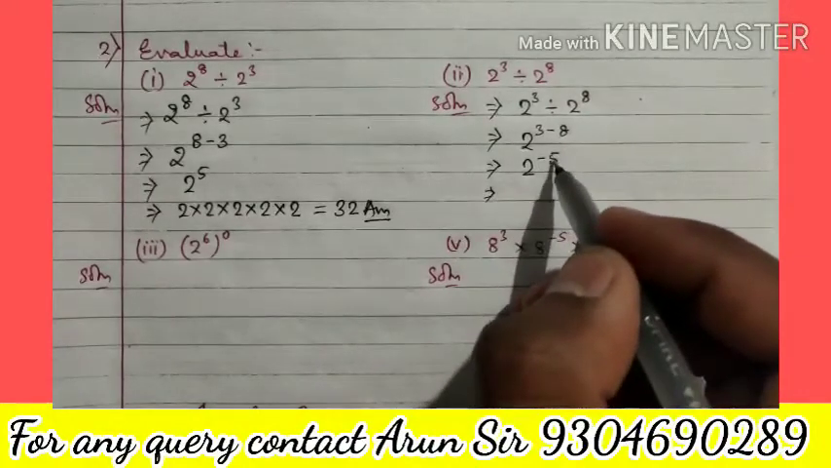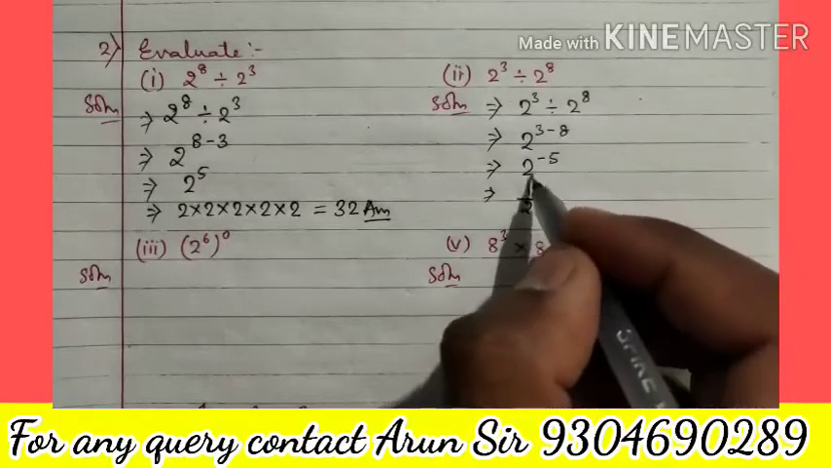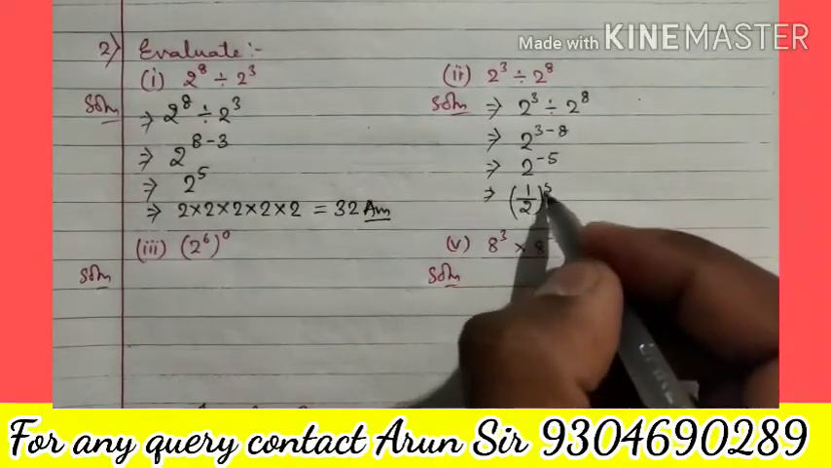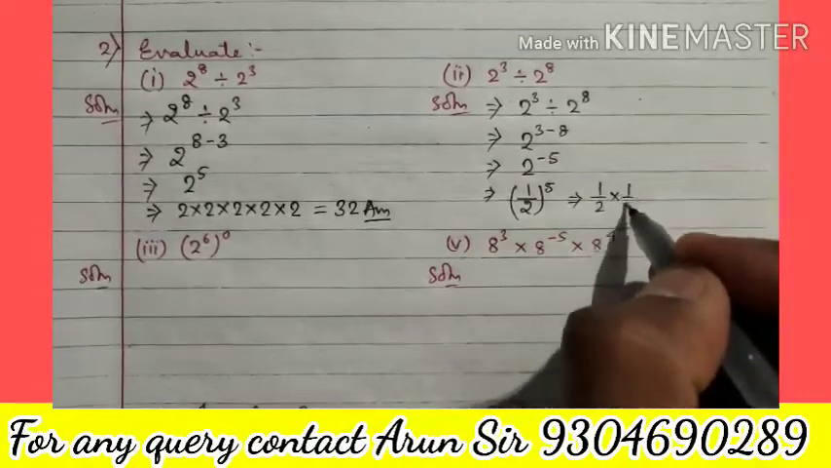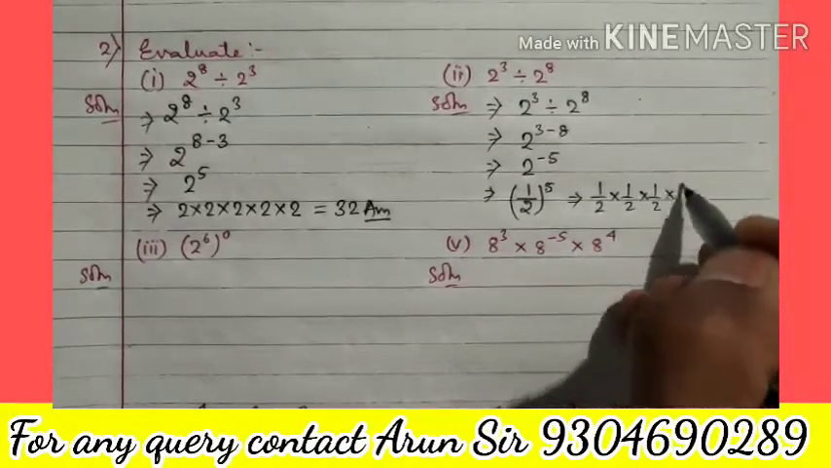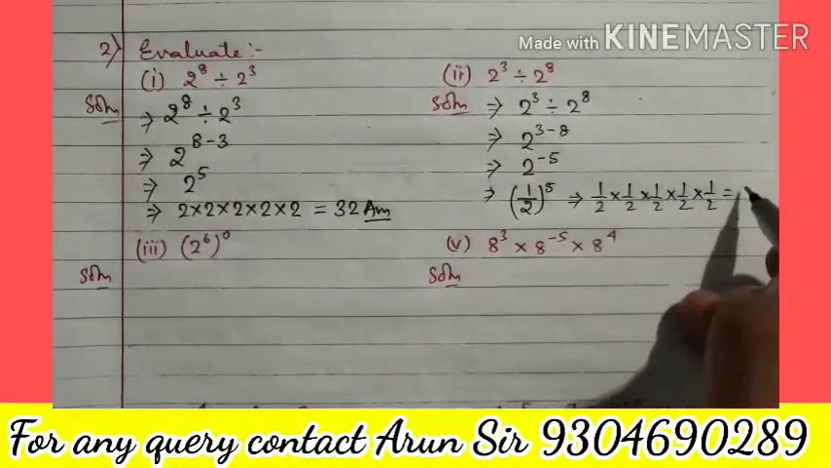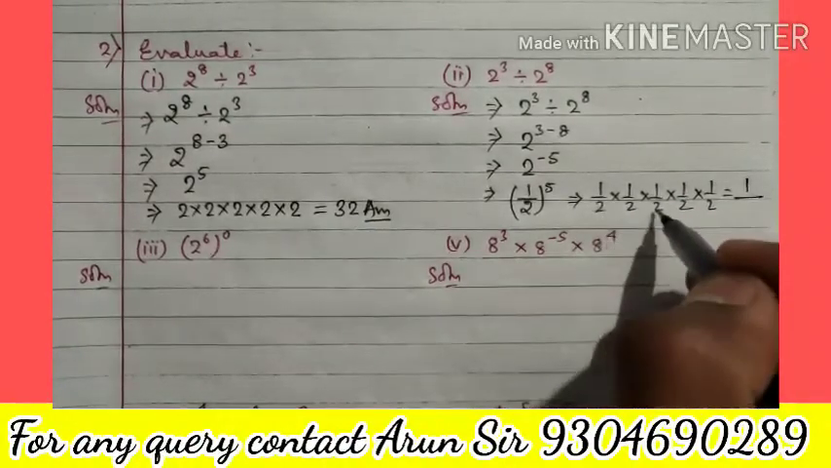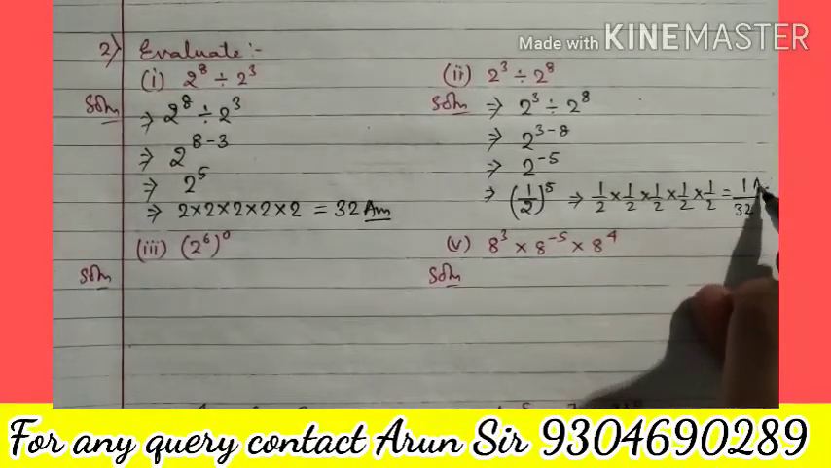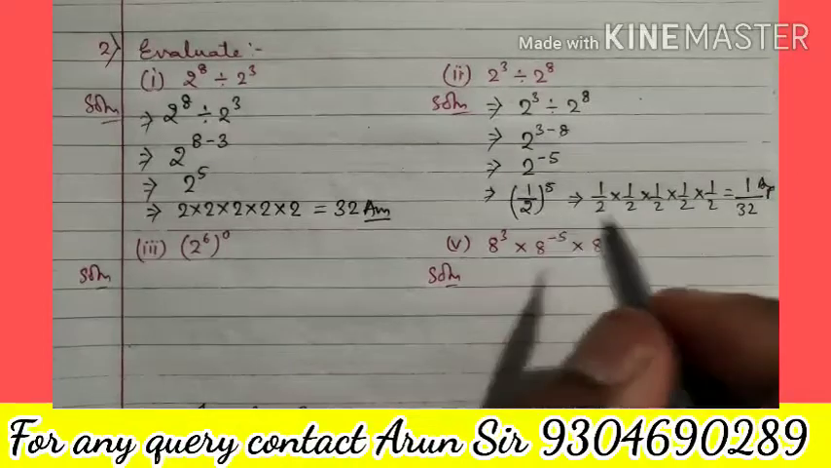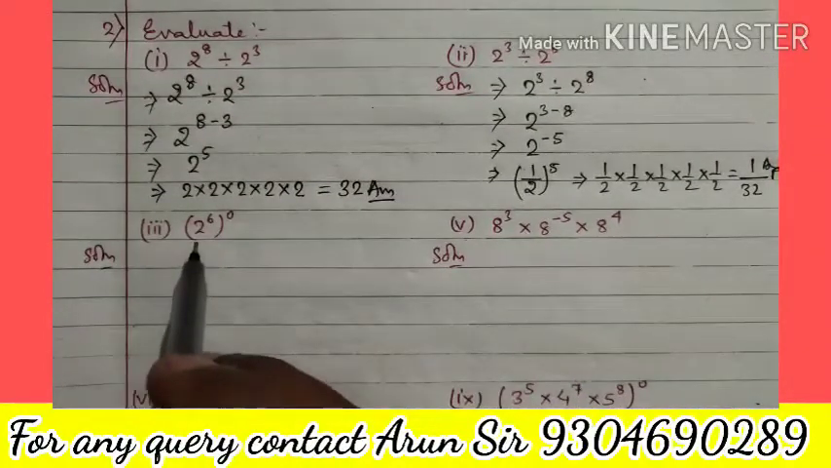Now here we can see that the power is negative. How will we write it? We will take the reciprocal of the base to make the power positive, and in the next step 1 by 2 will be multiplied 5 times, and at the last we will multiply: 1 ones are 1, 2 twos are 4, 2 fours are 8, 2 eights are 16, 2 sixteens are 32. 1 by 32 will be your answer. Hope that these two questions are clear. Next we will move and see question number 3.